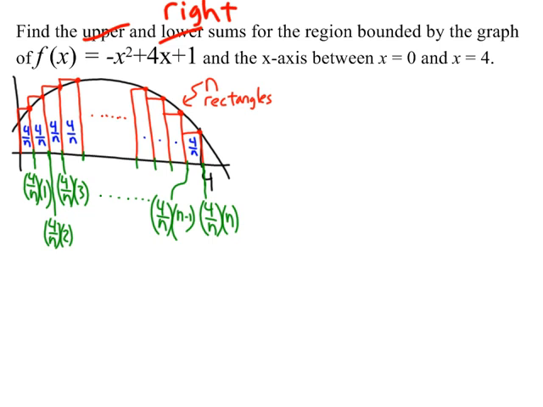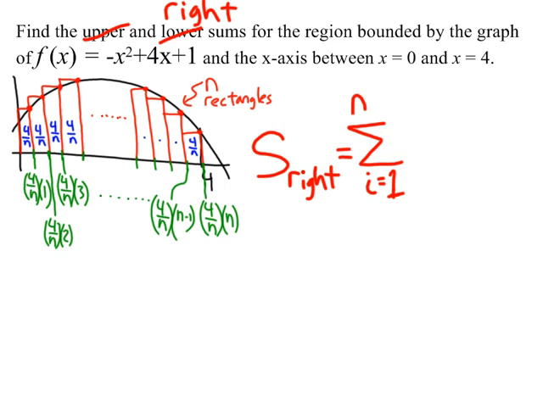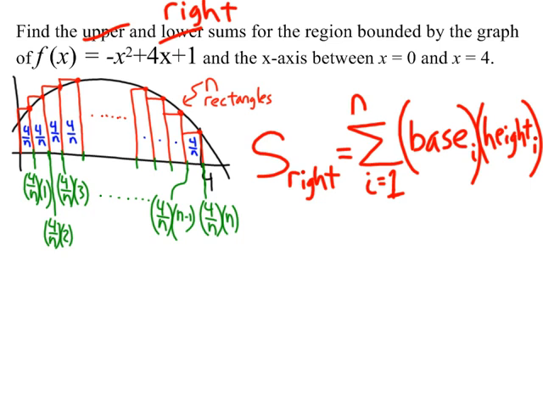I'm going to say that the right sum, I'm going to use S for sum, and I'll put a little subscript of right. The right sum is going to be the sum of all these rectangles from the first rectangle all the way up to the nth rectangle. And I want to add the individual areas of these rectangles. So how do I compute the area of a rectangle? Well, that's base of the ith rectangle times height. Almost running out of room, but I think I'll make it there. The height of the ith rectangle.